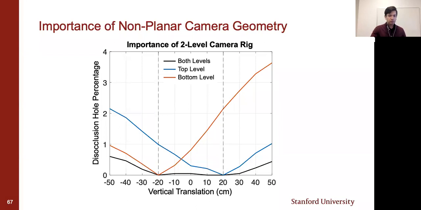The black line corresponds to a two-level camera rig, and the red and the blue lines correspond to a single ring of cameras placed either at the bottom or at the top of the viewing volume. First, we can observe that to minimize disocclusion holes within this volume, we really need a two-level or a non-planar camera geometry. Second, if we have a single ring of cameras, placing it higher up within the viewing volume causes fewer disocclusions than placing it lower. And we can see this because the blue line is much lower than the red line within these two dashed lines.